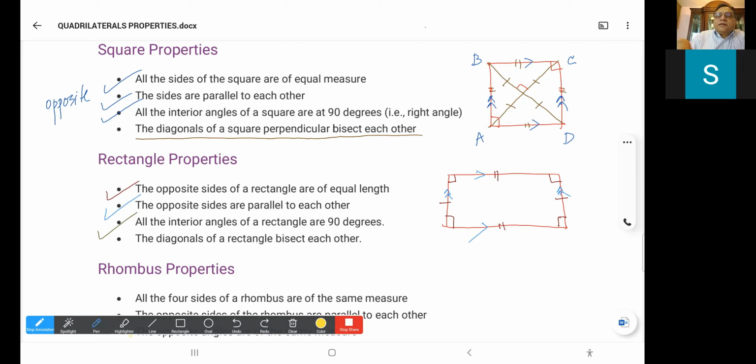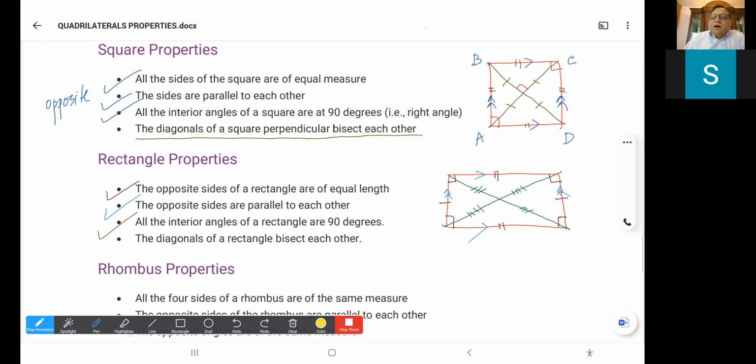So let me draw the diagonals and they will bisect each other. It means what? When I do this with the diagonals, in that case, this side, let me draw 3 lines here, is equal to the other side, correct? And let's say 1, 2, 3, 4, 1, 2, 3. So these are equal sides, okay?